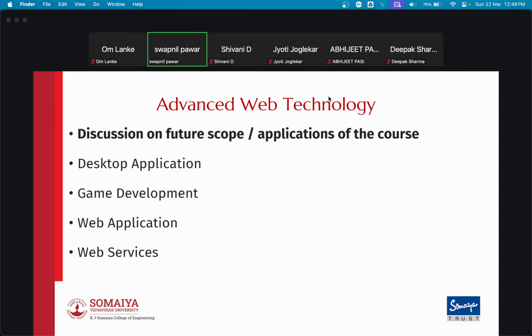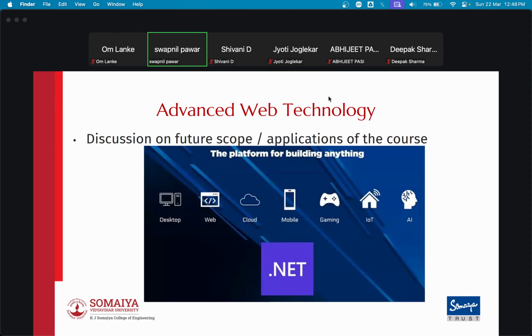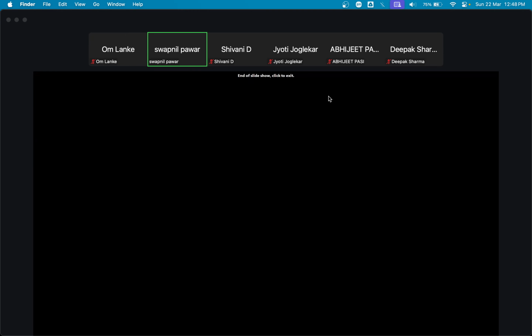So what are the applications we have for this? Desktop, as mentioned, game development, and we have a web application interface. We create various web services which can be integrated with other cross technologies as well. And these are the future scope or applications for this course. With this, we can develop desktop or web applications. We can have cloud-based APIs, that is the services. We can have mobile, gaming, or IoT-based applications by using this platform.